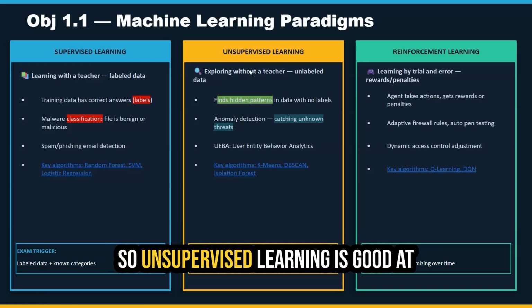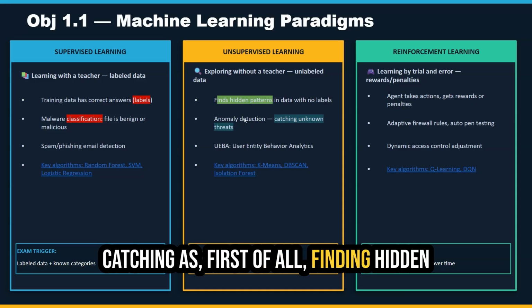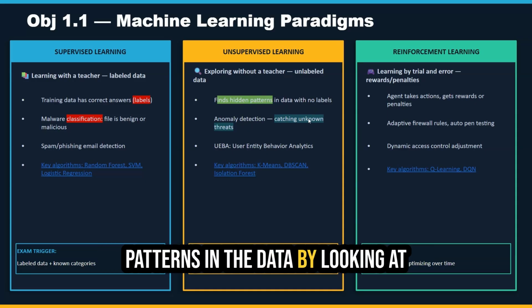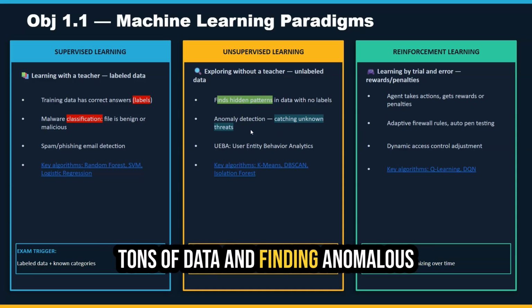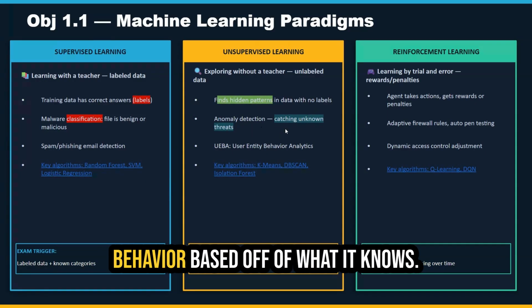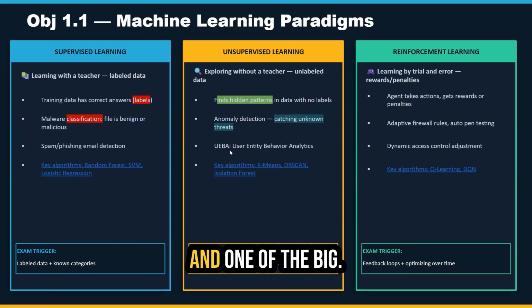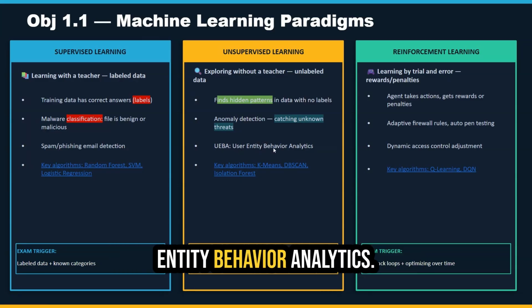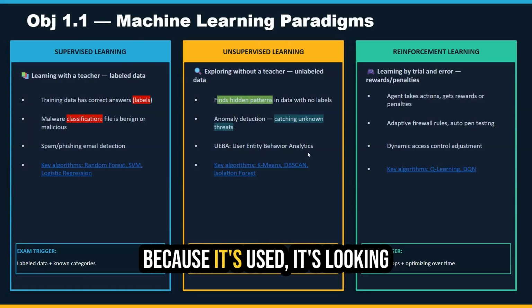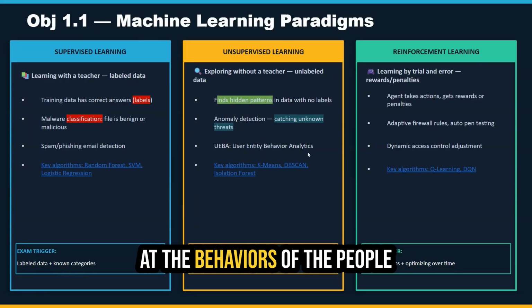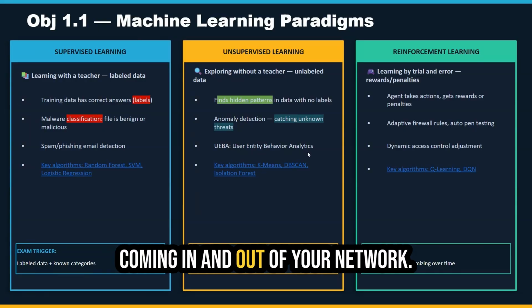So unsupervised learning is good at, first of all, finding hidden patterns in the data by looking at tons of data, and finding anomalous behavior based off of what it knows. And one of the big key words here is user entity behavior analytics, because it's looking at the behaviors of the people coming in and out of your network.